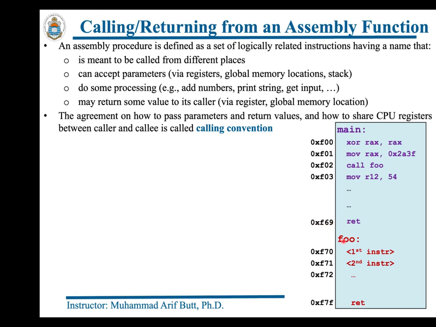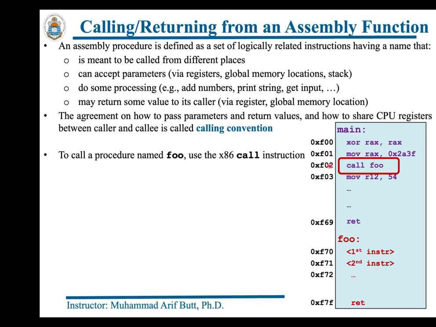Similarly, the first instruction of this foo function is at address 0xf70, and the last instruction is at address 0xf7f. For simplicity, I'm assuming that the size of every instruction is 1 byte. And you know that this is not, of course, true for x86 architecture being a CISC machine. So forgive me for this.